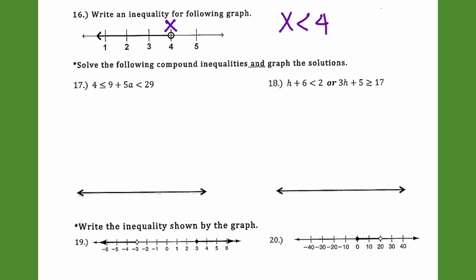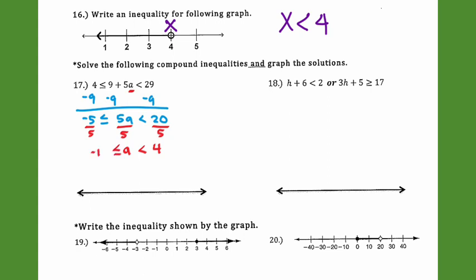17, we have to isolate our variable first. And because there are 2 inequalities, when we isolate the variable, we have to do the inverse operations to both sides. So first we subtract 9 from both sides. Then we divide by 5 for both sides. Finally, isolating our variable, we find that a is less than 4 and a is greater than or equal to -1. And we graph this correctly.